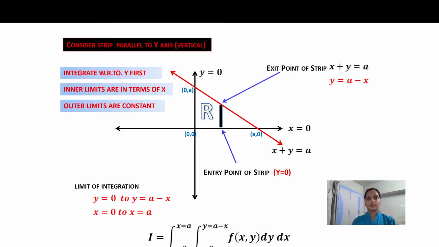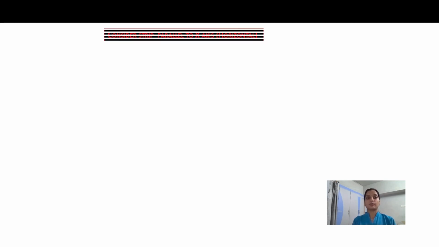So this will be my integration if the strip is parallel to my y-axis. Okay, so if I consider a vertical strip, the strip where it touches down is your lower limit, strip where it touches up is your upper limit, and the strip travels from left to right. Now the same sum we'll consider where we have to take a horizontal strip. That means the strip which is parallel to x-axis.